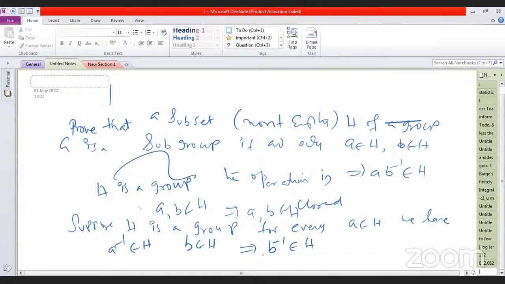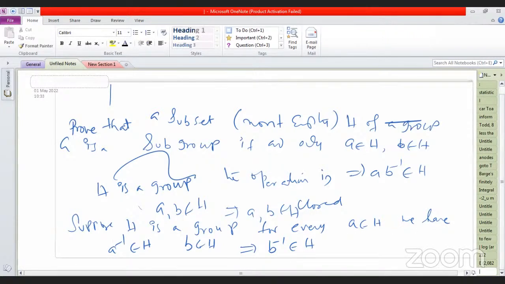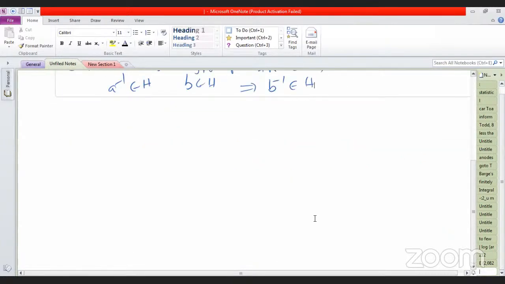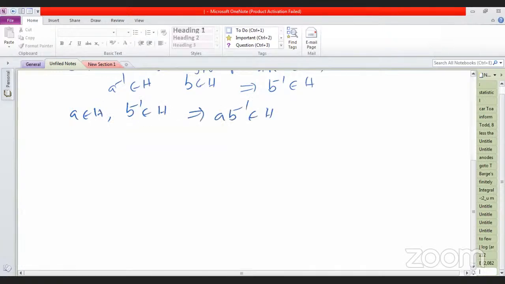So A belongs to H and B inverse belongs to H. And we will write this one also, B inverse belongs to H. Therefore the conditions may be written here. So this is the condition: A belongs to H and B inverse belongs to H, so we can write AB inverse belongs to H. So we can write from the above equation. We can write it or not? Yes, sir. Very good.